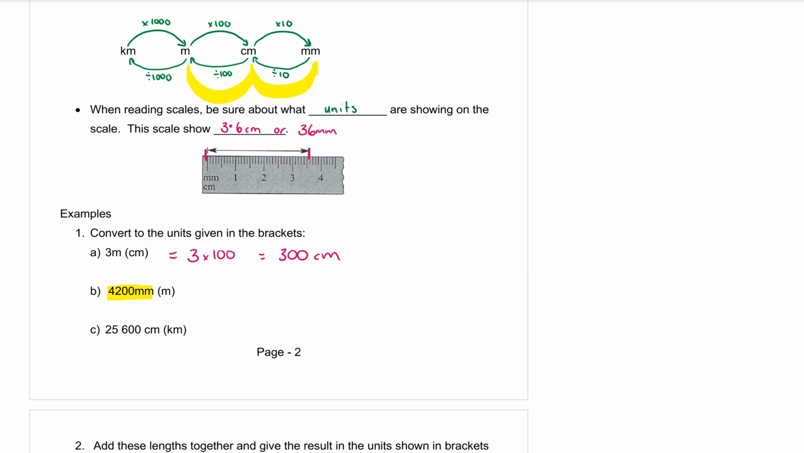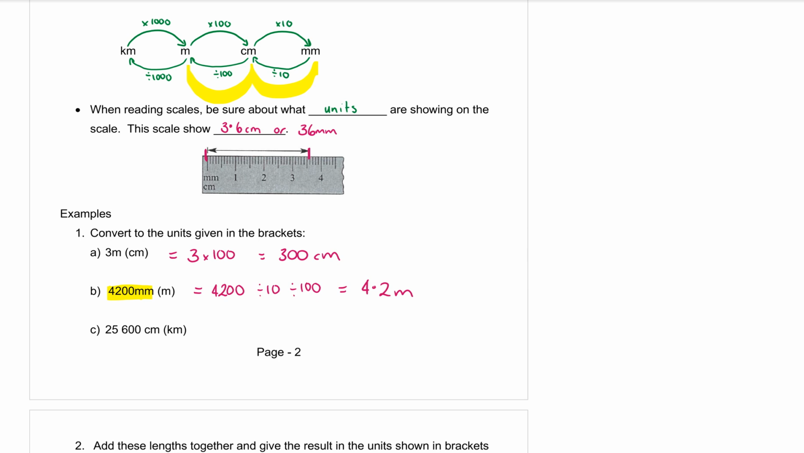Now, if I do the same kind of working out as the first question, I start with the 4,200. That was my starting number. And now I need to follow my arrows across my diagram here. I need to divide by 10 and I need to divide by 100. Now, some of you are very good at jumping decimal places around, or some of you may want to use your calculators for this, and that's okay as well. So when I do 4,200 divided by 10 divided by 100, you will get 4.2 meters. Don't forget to include the units in your answer.